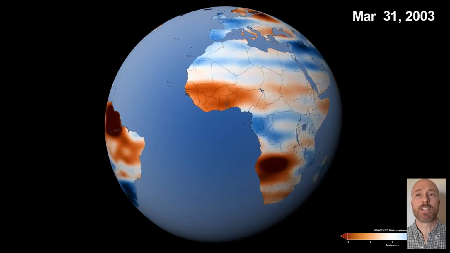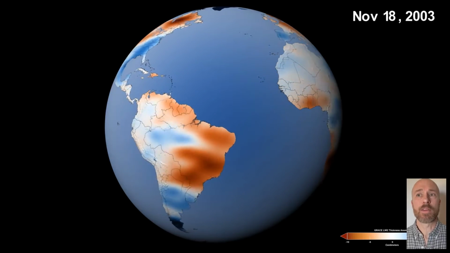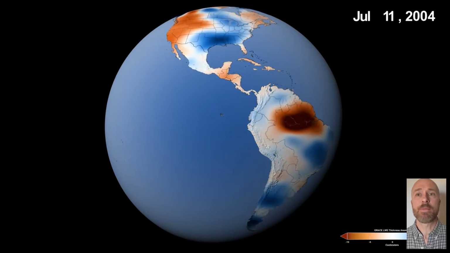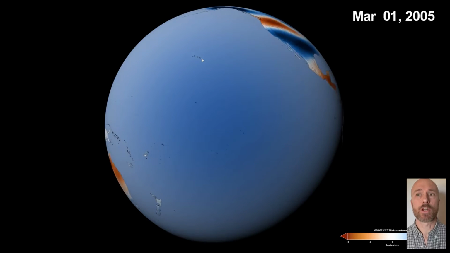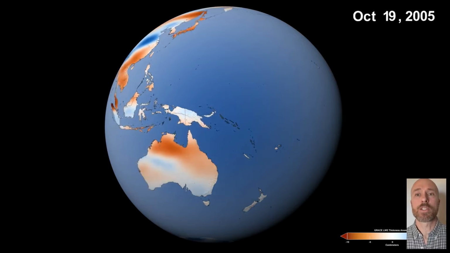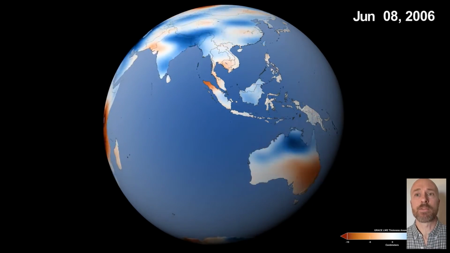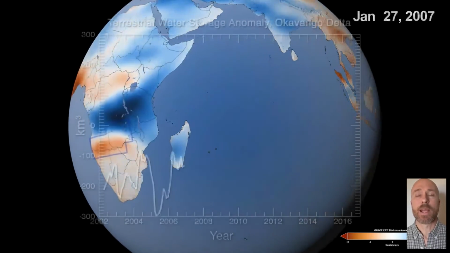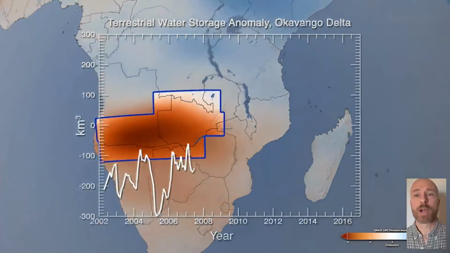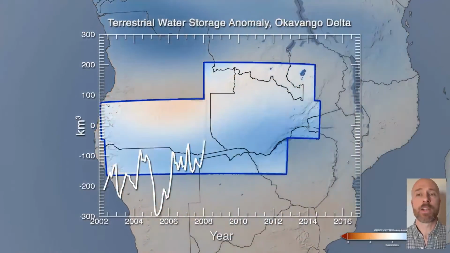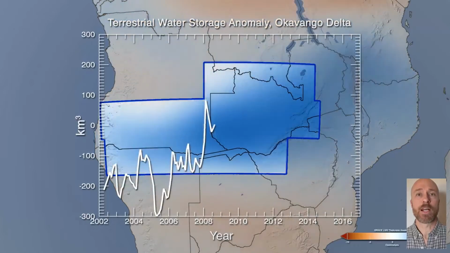So this animation shows you an example of what we get from GRACE. It shows time series of anomalies of terrestrial water storage. So that's the water stored on the land relative to the long-term mean. The red areas are places where it's drier than normal at a given time, and blue areas are where it's wetter than normal at a given time.